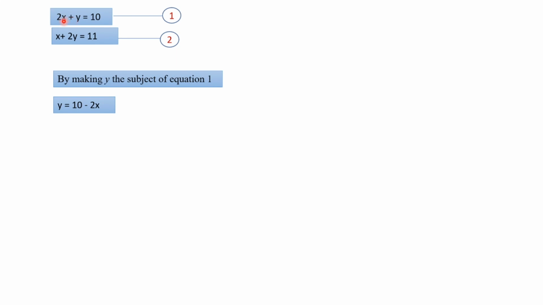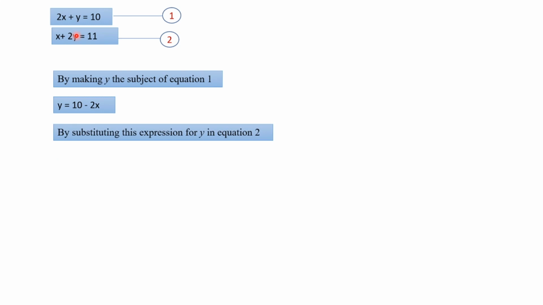make y the subject of the first equation. 2x I bring to the other side, 10 minus 2x. From the first equation you get y equals 10 minus 2x. Then the y value I am going to substitute in here. What is the y? 10 minus 2x. I am putting 10 minus 2x into here. So x plus 2, I replace the whole y by 10 minus 2x. It is equal to 11. Then I remove the brackets: x plus 20 minus 4x equals 11.